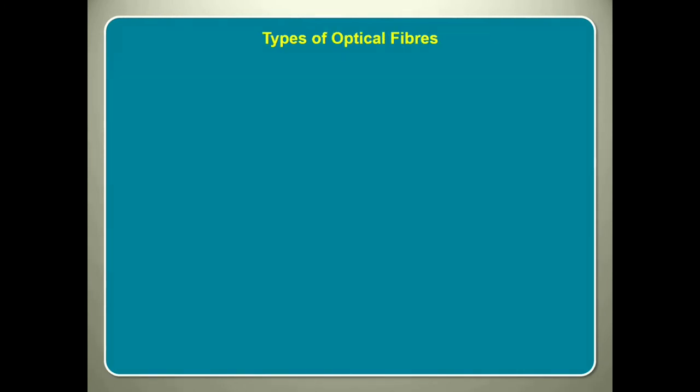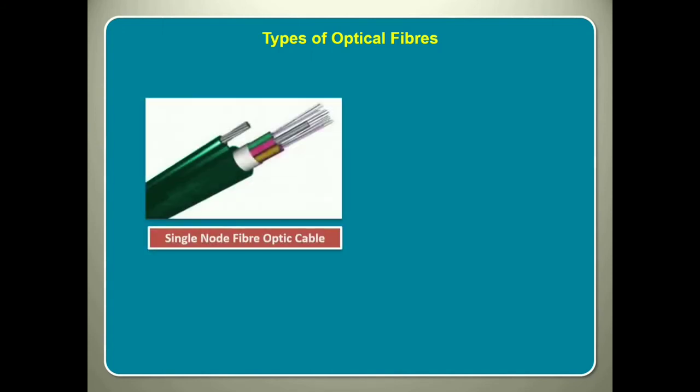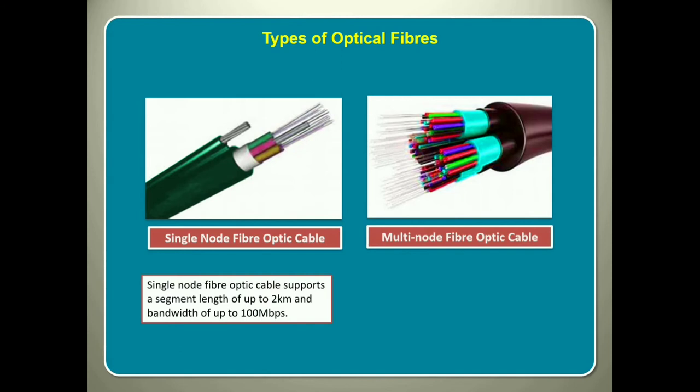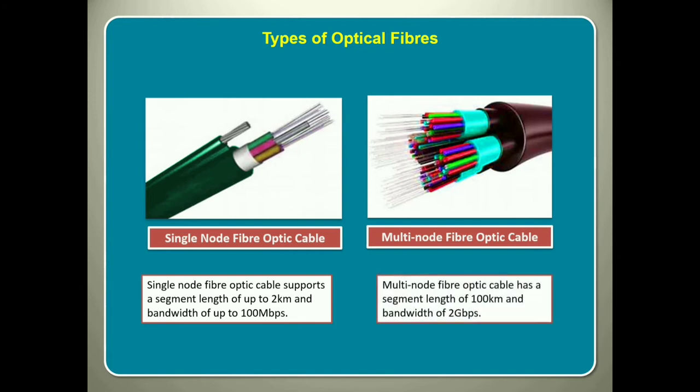There are two types of optical fibers available. They are 1. Single-node fiber optic cable, and 2. Multi-node fiber optic cable. Single-node fiber optic cable supports a segment length of up to 2 kilometers and bandwidth of up to 100 Mbps, whereas multi-node fiber optic cable has a segment length of 100 kilometers and bandwidth of 2 Gbps.